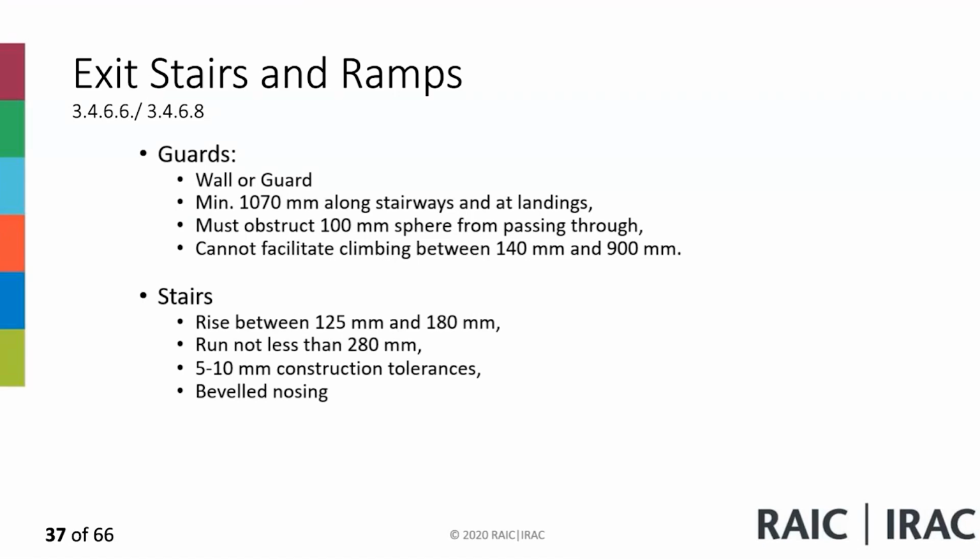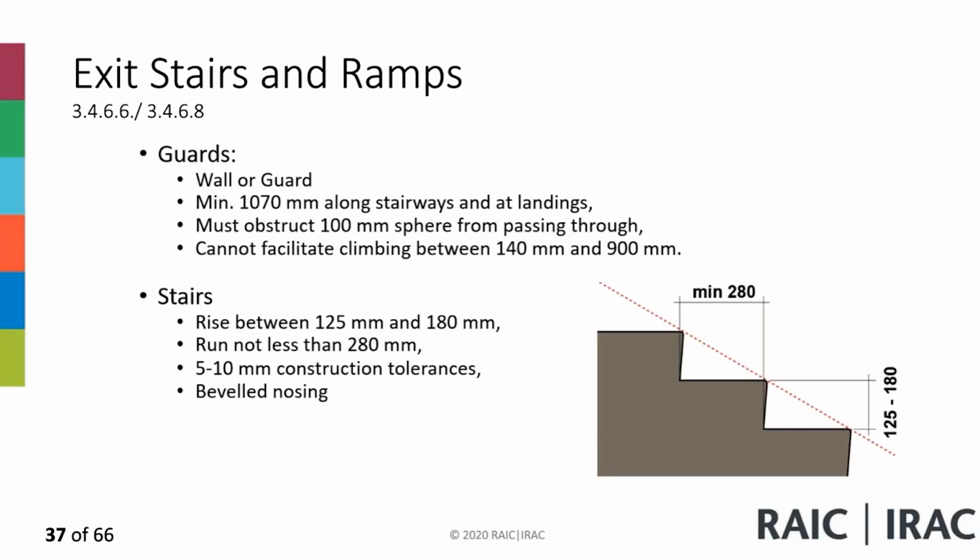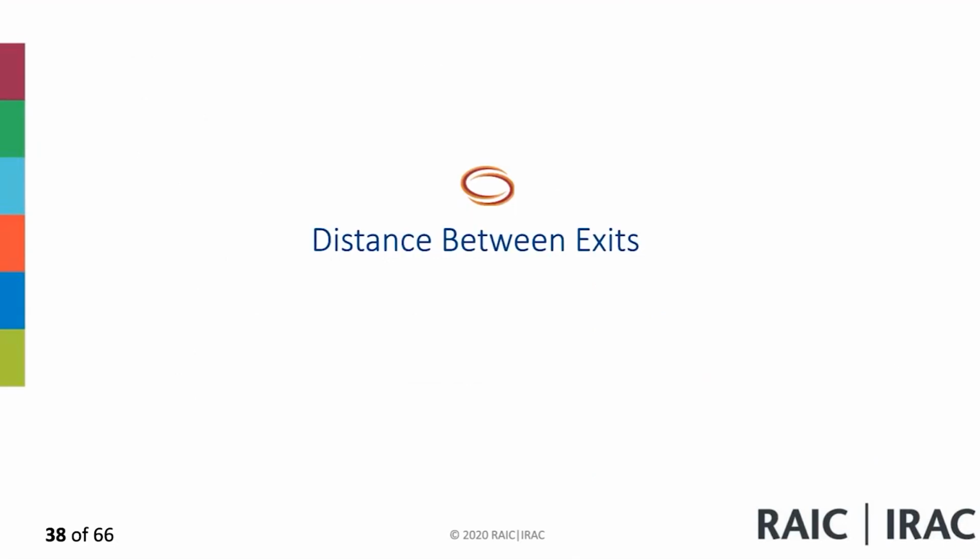In designing your stairs, you're looking at the rise, you look at the run, and you've got 5 to 10 millimeter construction tolerances and the requirements for beveled nosing. These are stair construction requirement provisions in 3.4. So taking a look at that, you've got the rise, you've got your run, you've got some tolerances, and you've got the beveled nosing.